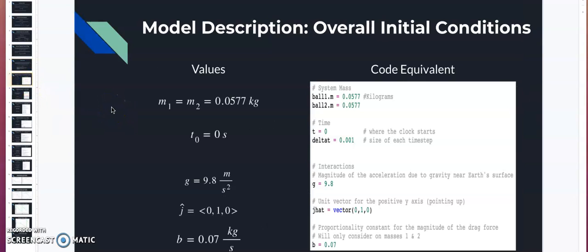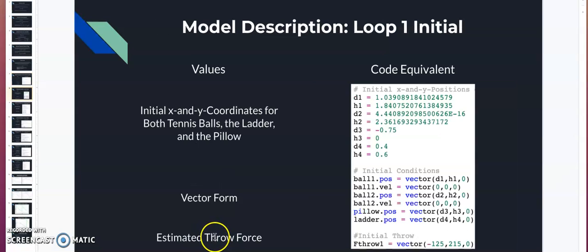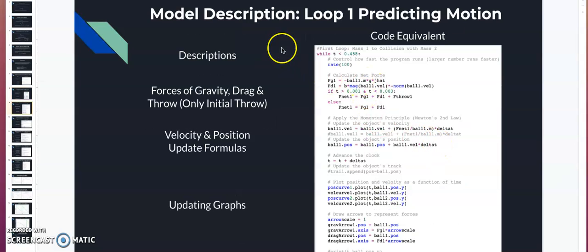So a few initial conditions: we have the masses of the objects, the time, the gravitational constant, the j hat, which is the direction vector, and the proportionality constant for drag. So for the first loop, we have the initial positions for the tennis ball, the ladder, and the pillow we saw, and they're put in vector form, and this was an estimated throw force that I had using some analysis of the system itself. So predicting the motion, we have the forces of gravity, throw, and drag on the first ball, because that is the only thing moving initially. Then we use the velocity and position update formulas, and then we update the graphs, which we will see later on as well.